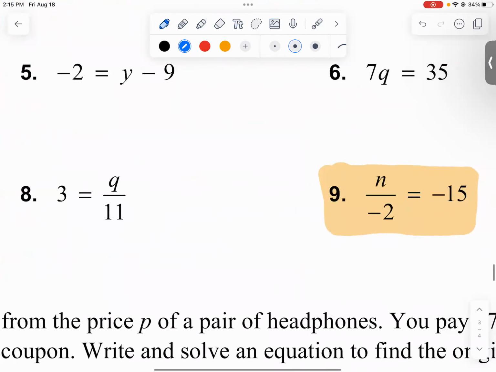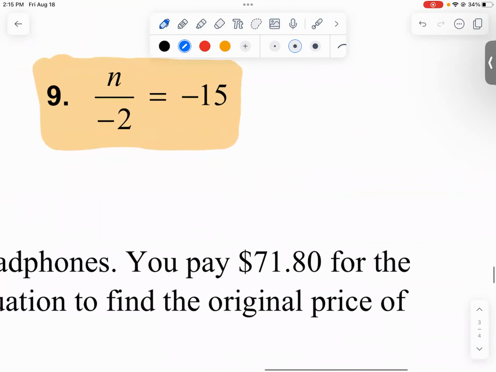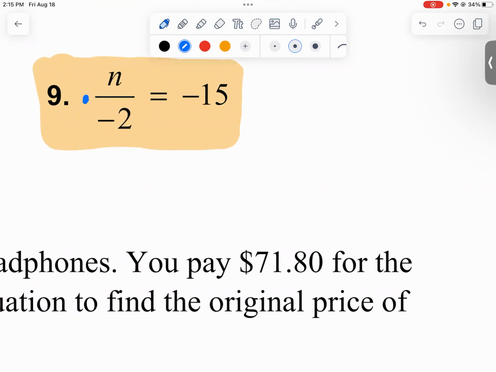Gabe, how do we solve number 9? You multiply both sides by 2. All right, so n equals positive 30.